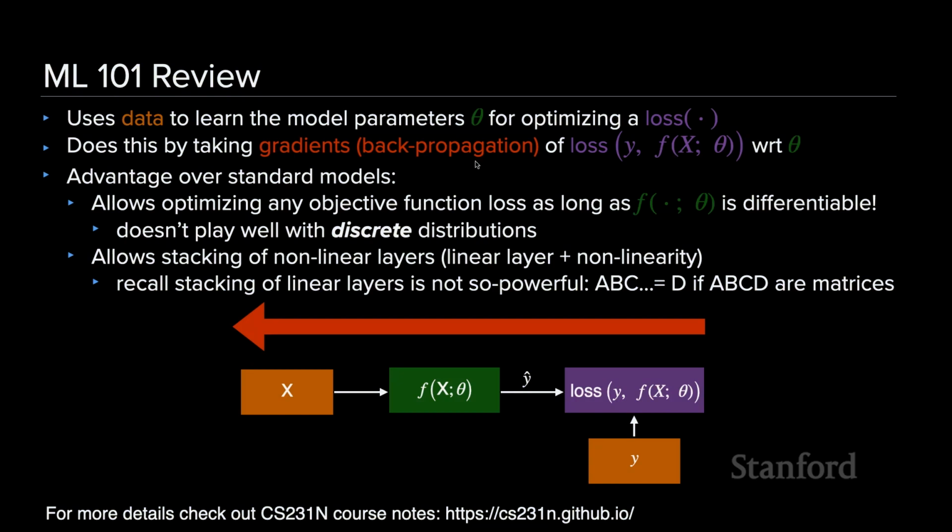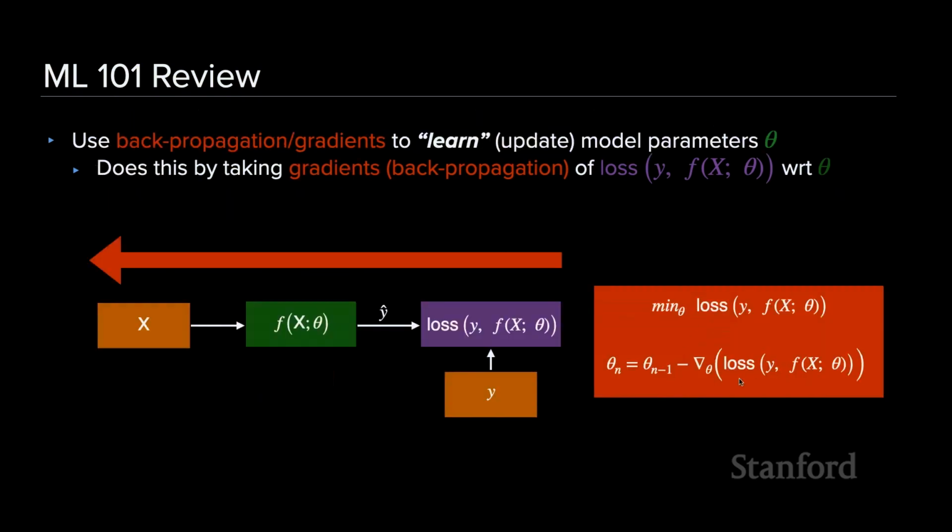You do this by taking gradients of your loss function with respect to theta. And your loss depends on theta, because your prediction depends on theta. The main advantage it provides over non-learned models is that it allows optimizing essentially any objective function or loss, as long as your function is differentiable. What that means is, so as to be able to take these gradients, your loss should be differentiable. That typically means if your F consists of multiple layers, you should be able to differentiate through them. It's a basic application of the chain rule.